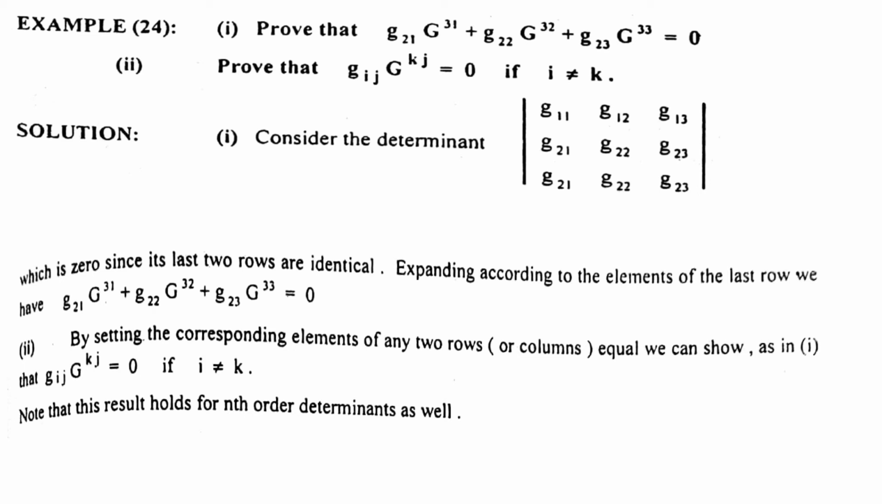Second part: by setting the corresponding elements of any two rows or columns equal, one can show as in the first that gij Gkj is equal to 0, i not equal to k. Note that this result holds for nth order determinants as well.